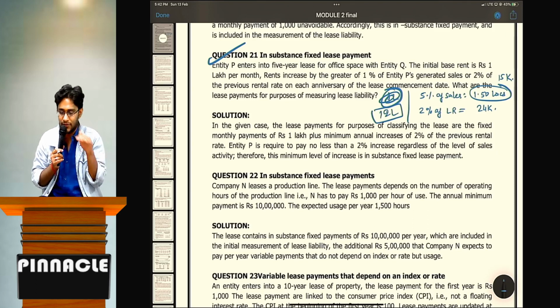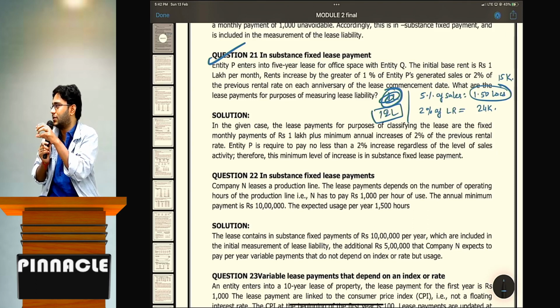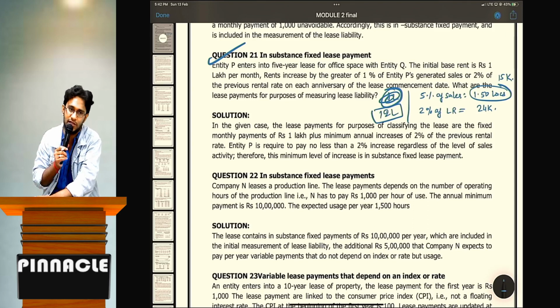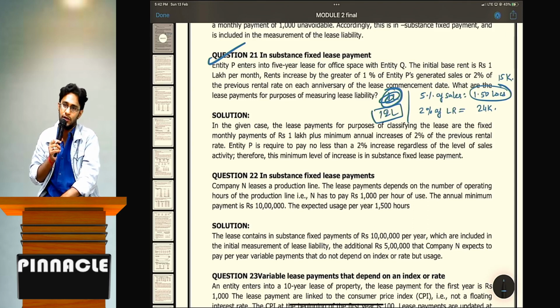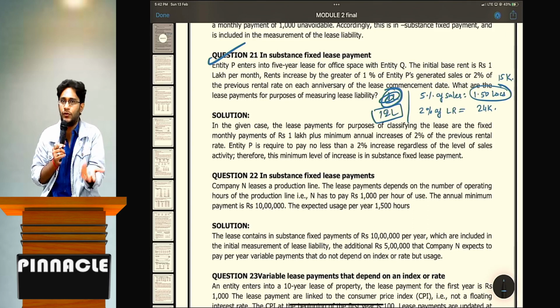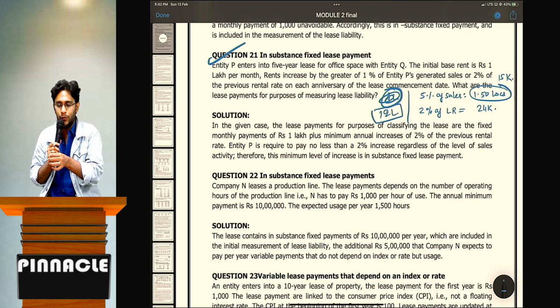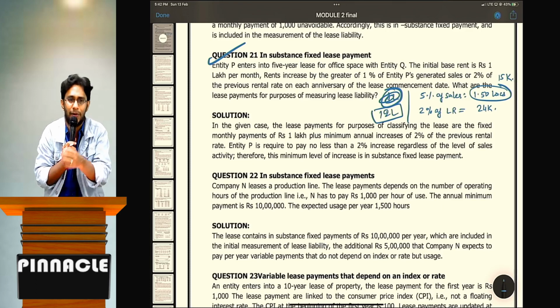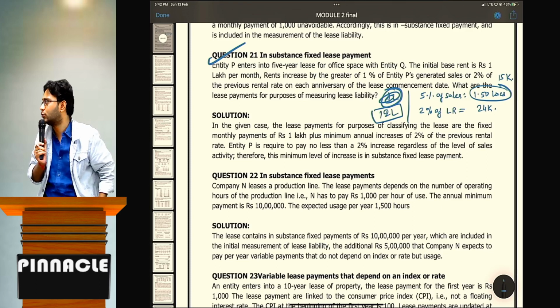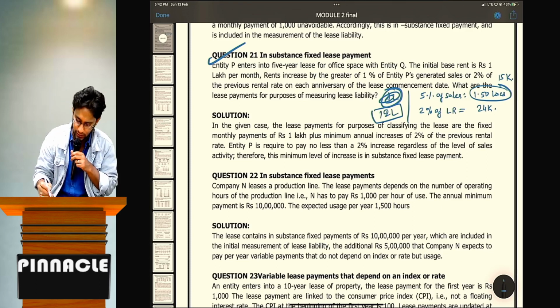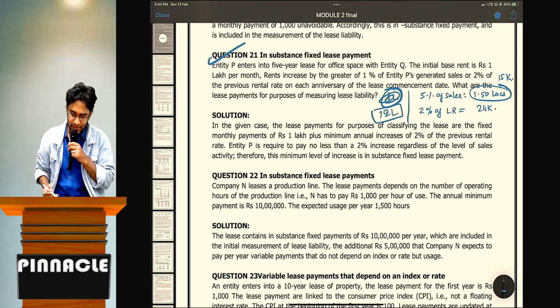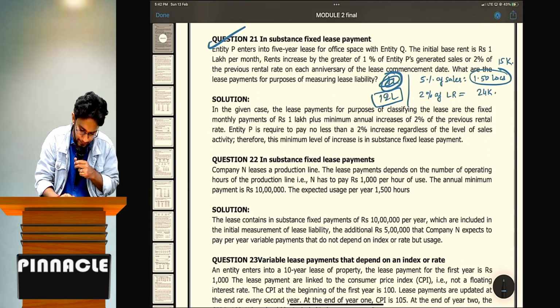So 1 lakh is fixed. 24,000 is an in-substance fixed payment that has to be included, sir. See, I don't know what will happen to your sales, but what I know is 2% higher than last year's rent, certainly I have to pay. Incremental 2% is a fixed payment only. Though it sounds like variable, that is a fixed payment, it has to be included.